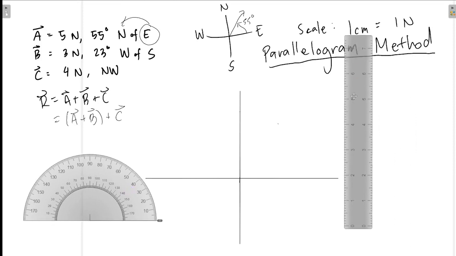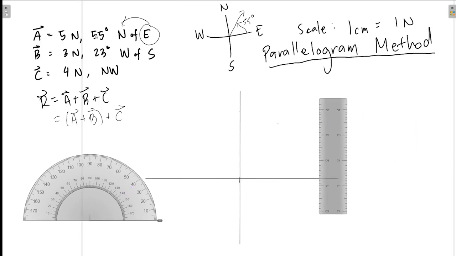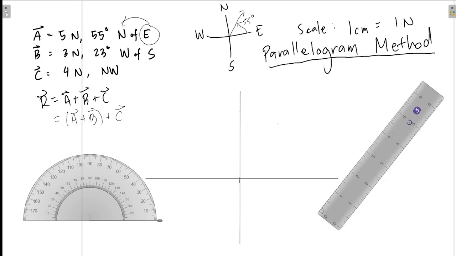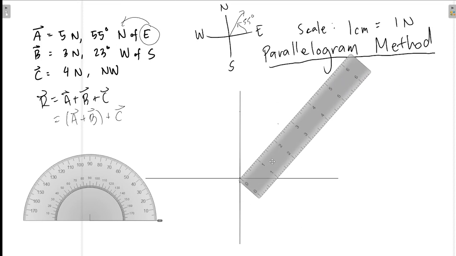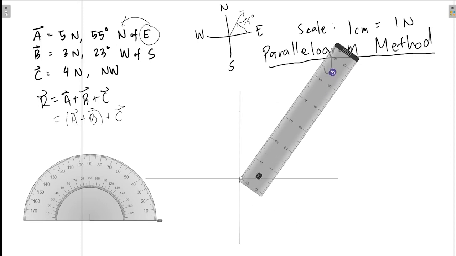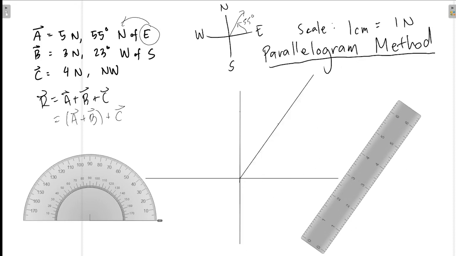Okay, now using our ruler, let's draw an arrow representing vector A. Okay, so yun, tama na yung direction. So, the magnitude of vector A is 5 newtons. Using our scale, 1 centimeter is equal to 1 newton. So, that is 5 centimeters. So, ang length ng ating vector A is 5 centimeters. Okay? Let's draw an arrowhead. So, this is vector A.